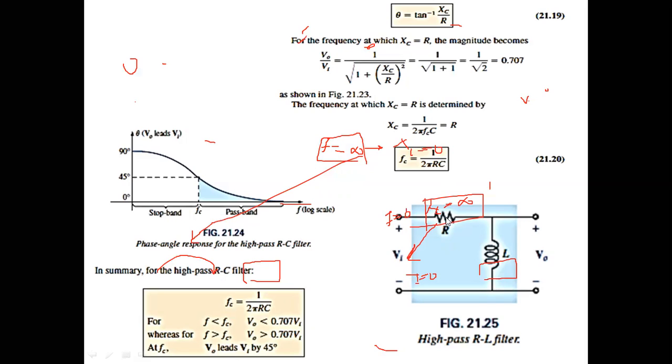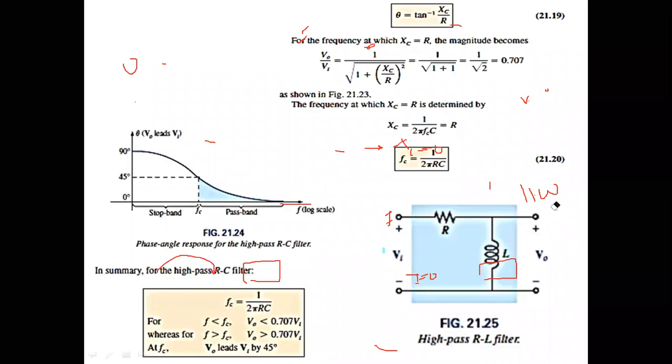Okay, so the RL circuit similarly also acts as a high pass filter, but we will get the output from the L. So again this will be your homework. You have to do the same calculation, and you have to draw the same sketch for this RL circuit of high pass filter as we have done in the RC circuit.